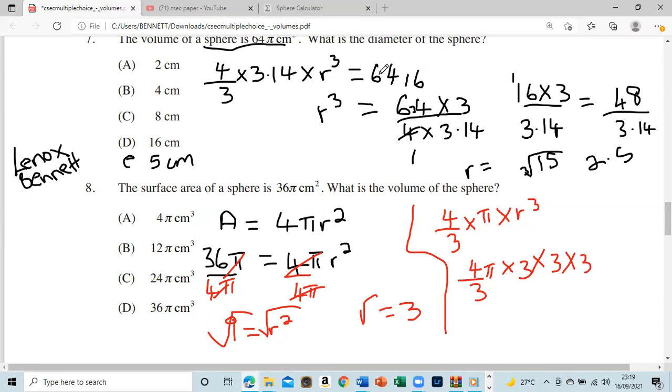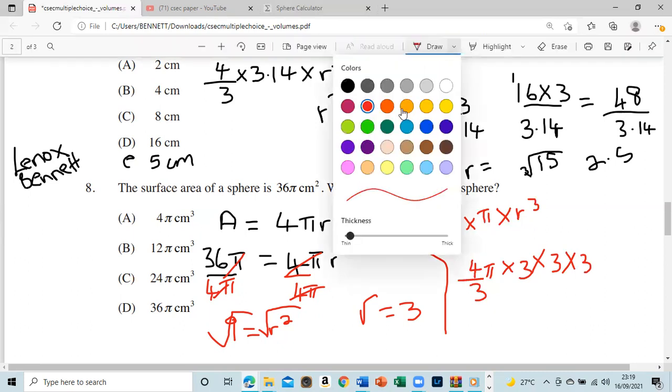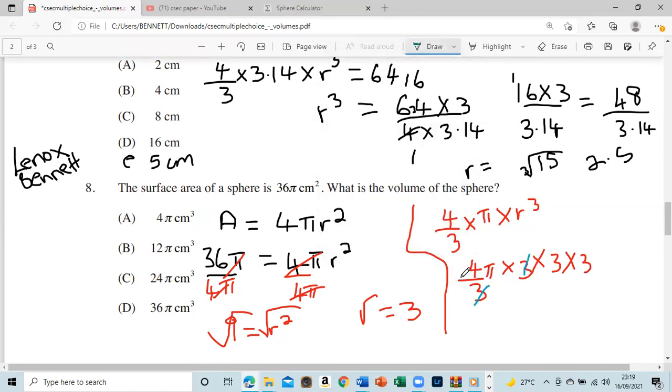Alright. So we divide by 2. 4 times 3 is 12, and 3 times 12 is 36. So we get 36 pi. Anybody have anything to say about that in the comment section? I'll put the cube. Centimeter cubed.